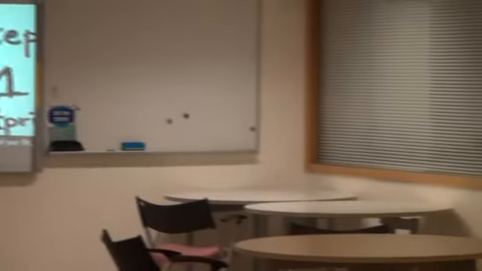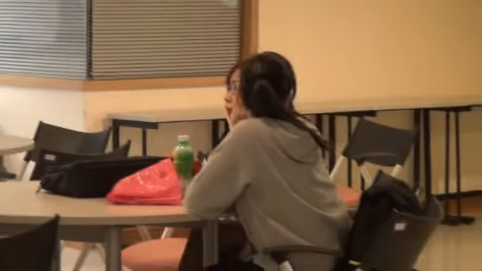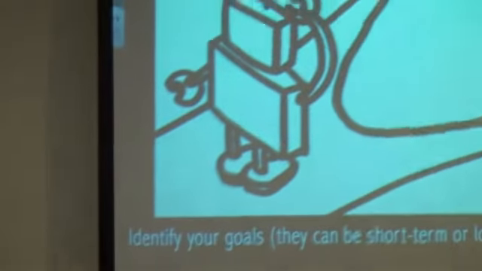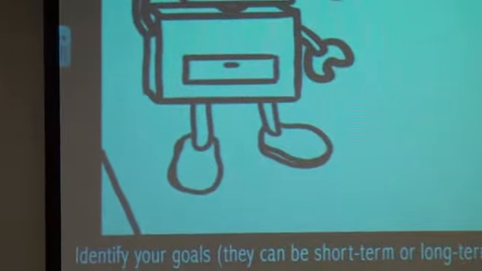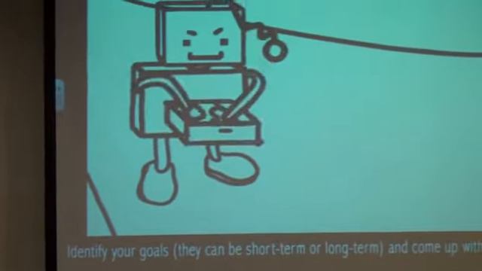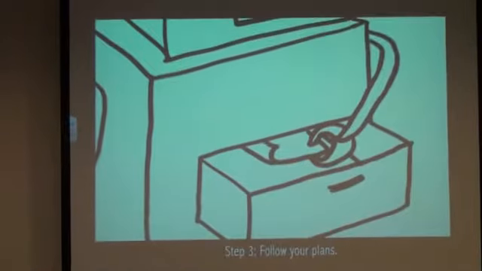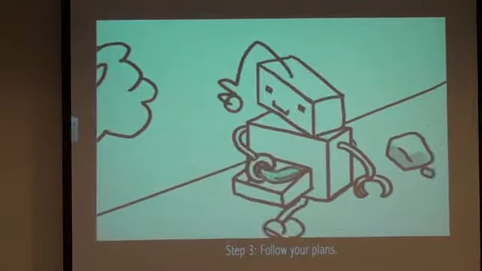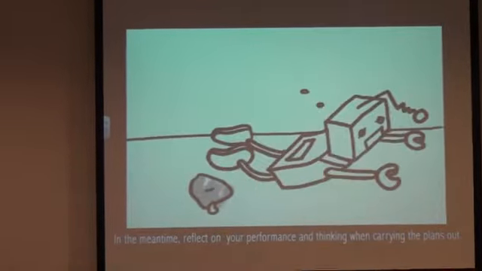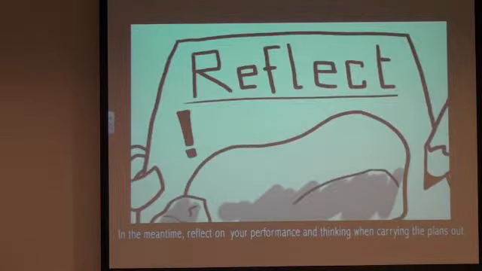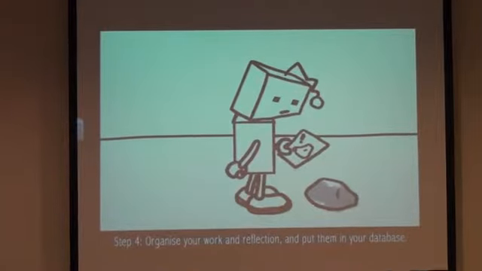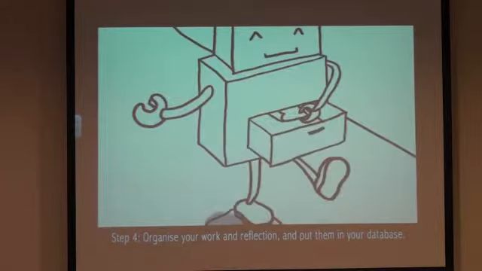Step 1. Start collecting the footprints of your life, which can be the work you have done or thoughts written down. The collection becomes your personal database. Step 2. Spend some time thinking about who you are and what you want to be. Identify your goals. They can be short-term or long-term, and come up with action plans. Step 3. Follow your plans. In the meantime, reflect on your performance and thinking when carrying the plans out. Step 4. Organize your work and reflection and put them in your database.